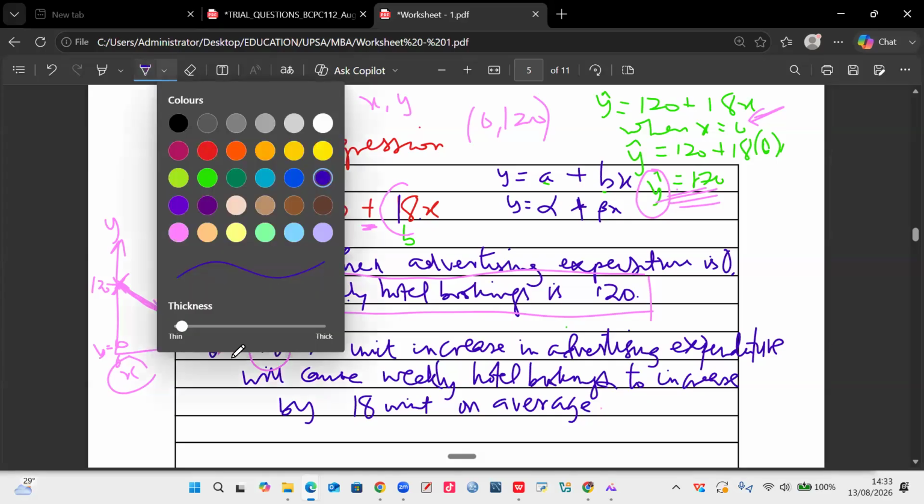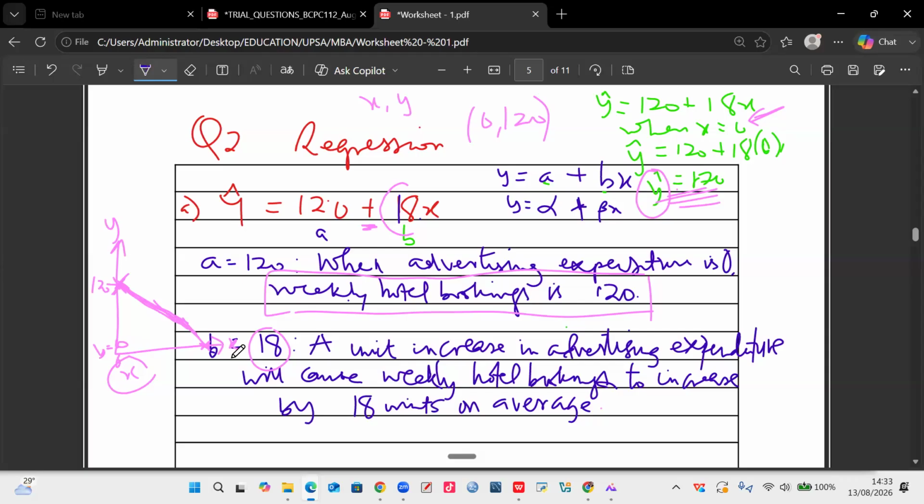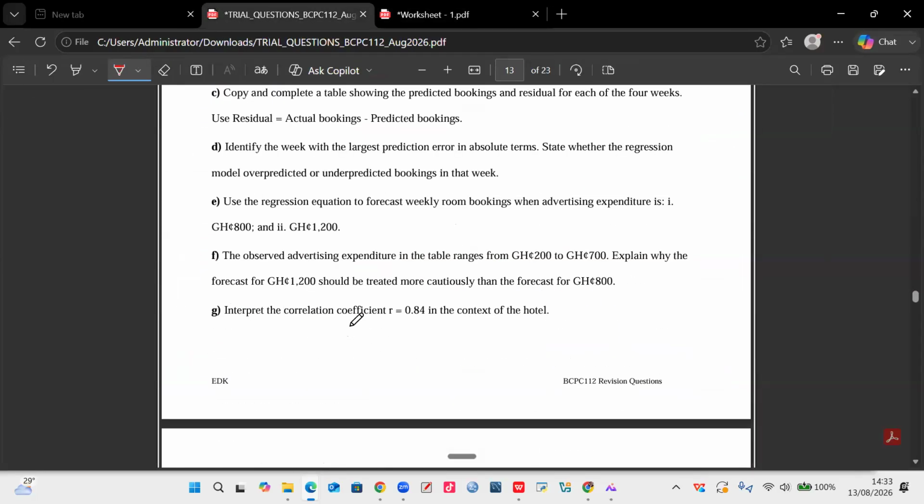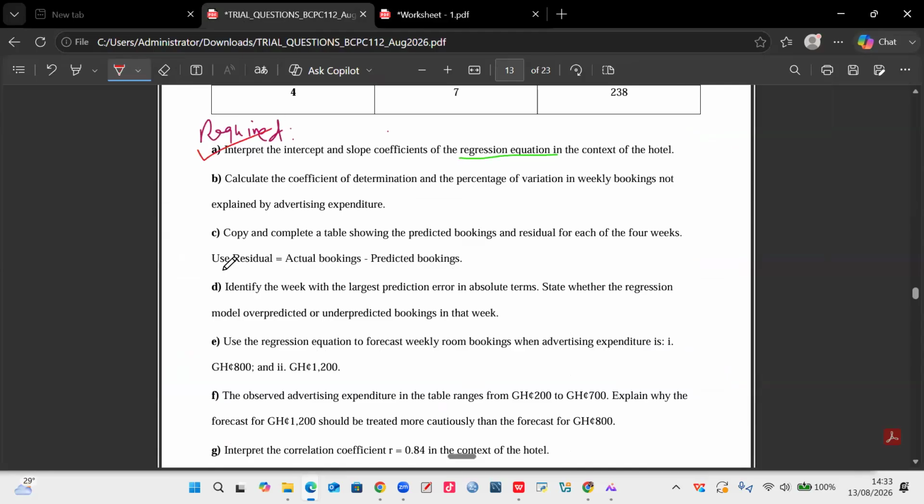Do you get it? Yes. Or a unit increase in advertising expenditure will cause weekly hotel bookings to increase by 18 units on average. That's the interpretation. We are done with the A. Let's go to B. Calculate the coefficient of determination and the percentage of variation in weekly bookings not explained by advertising expenditure.